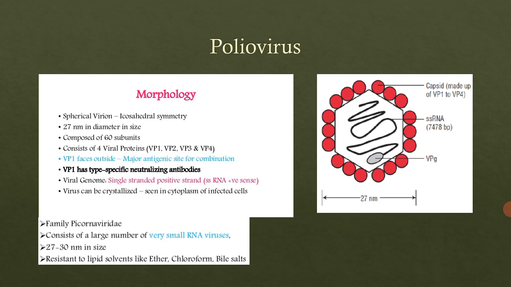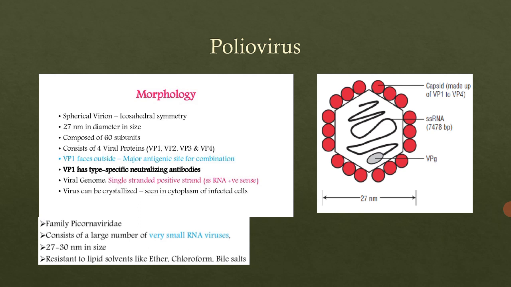Now this virus is resistant to lipid solvents like ether, chloroform and bile salt. The resistance we will see again later in the slides. So this is the structure of the virus. You can see in the picture the size they have mentioned, 27 nanometer. The genome is single-stranded positive sense RNA with 7478 base pairs.